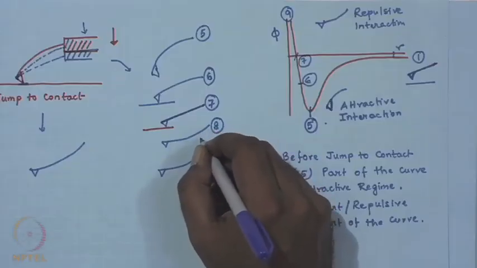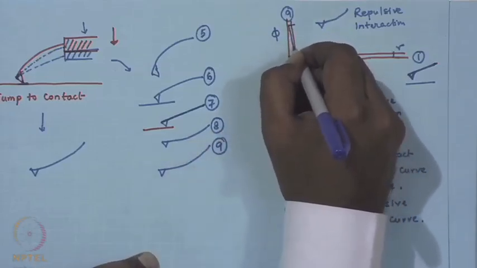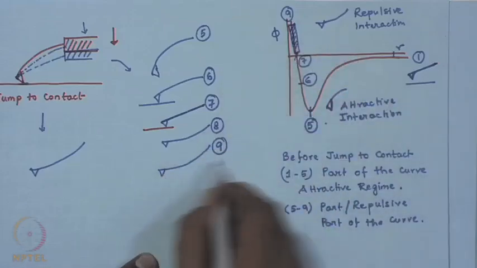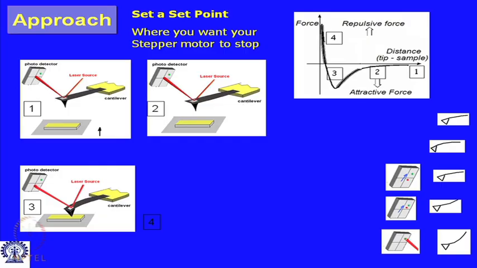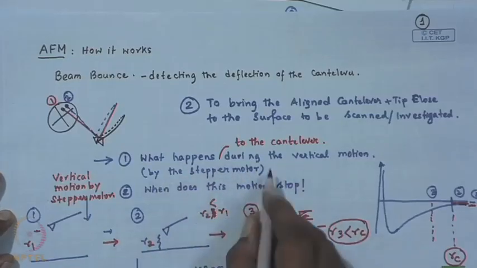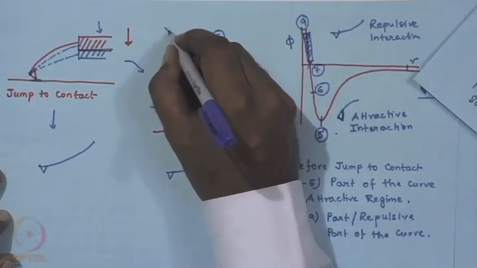So, once it crosses the position 7, what happens? Now it is in the net repulsive regime, so the shape of the cantilever changes like this. Okay, so this is the sequence of approach, the answer to the first question we posed: what happens to the cantilever during the vertical motion by the stepper motor. This is how the deflection of the cantilever gradually changes.